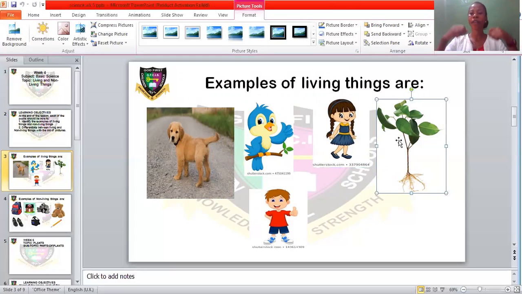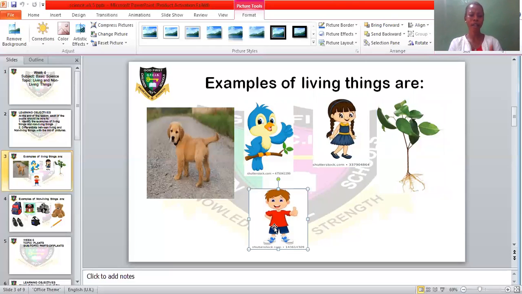Tell yourself, I am great. Then we have the picture of a boy here. Look, he's doing thumbs up. He's saying that I'm a living thing. If you are a boy, tell yourself, I'm a living thing. Because you can see, you can eat, you can talk, and you can move your body. So a boy is an example of a living thing.